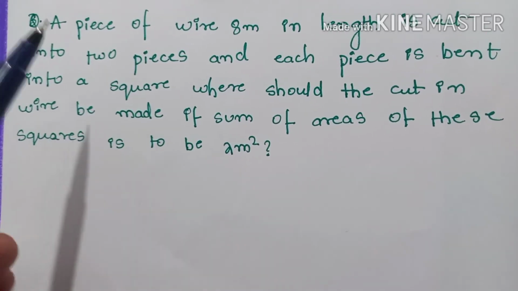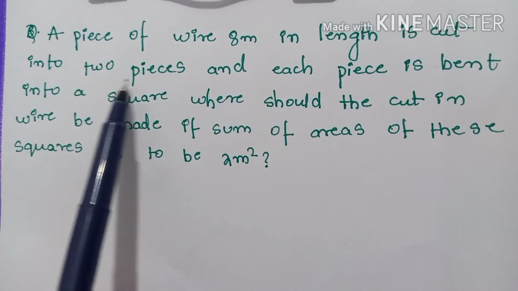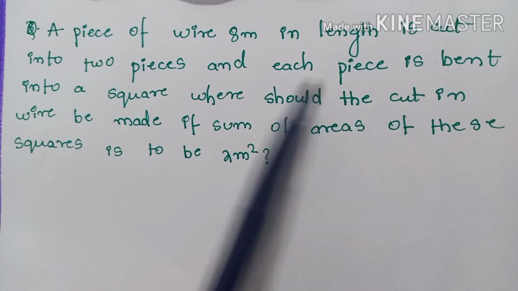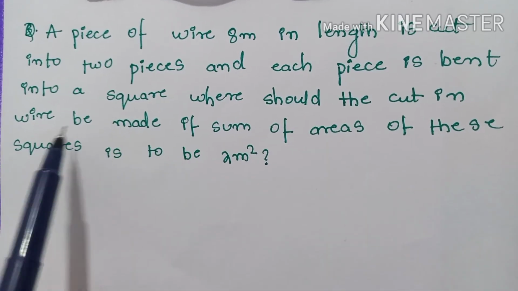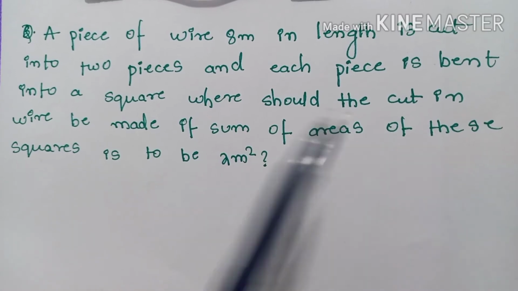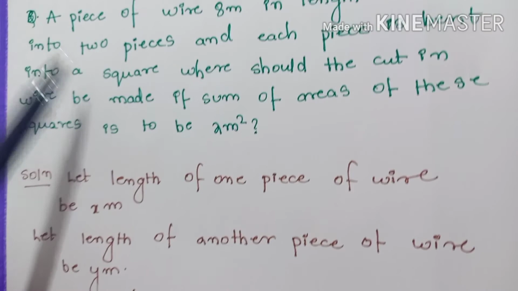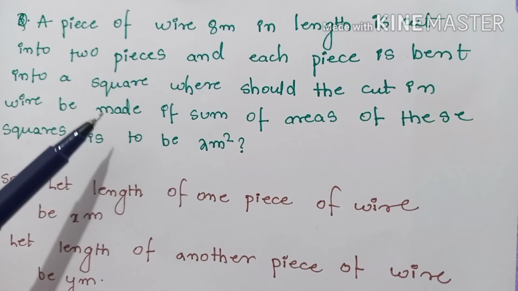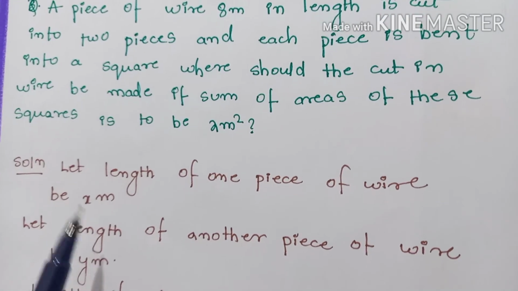Now let us discuss another question. A piece of wire 8 meters in length is cut into two pieces, and each piece is bent into a square. Where should the cut in the wire be made if the sum of areas of those squares is to be 2 meter square? Don't feel this question is lengthy. This is the same question which we have done in our previous video, but a little tricky.